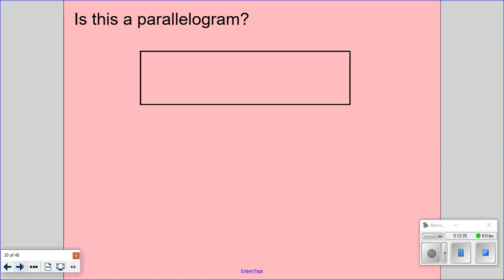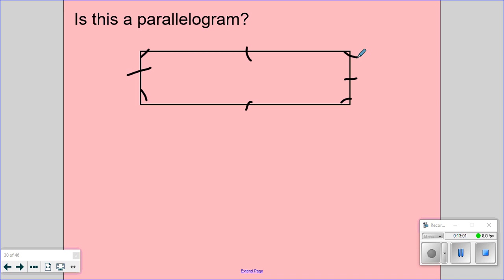Go ahead and draw that shape in your notebook. So let's go through the rules. Is this a parallelogram? Does it have 4 sides and 4 corners? Yes. 1, 2, 3, 4, and then we've got our corners.